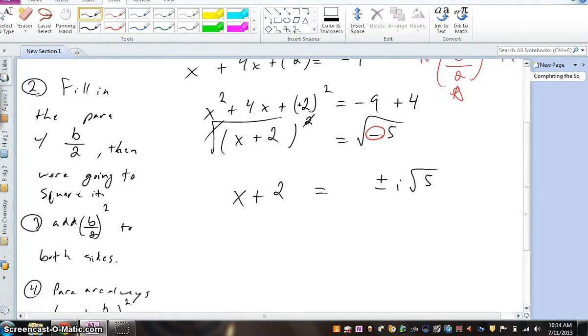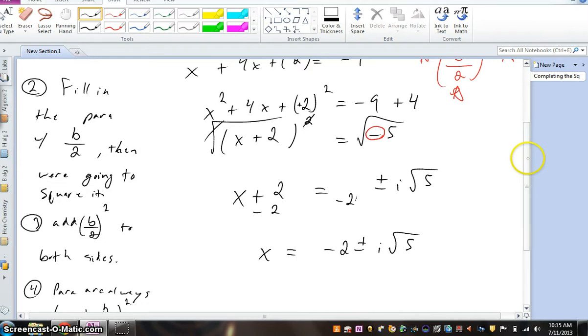Now, last step, if I want to get x by itself, we simply subtract 2 on both sides, okay? And again, since -2 and i square root of 5 aren't like terms, we have to write it this way. -2 plus or minus i square root of 5. All right? So there you go.